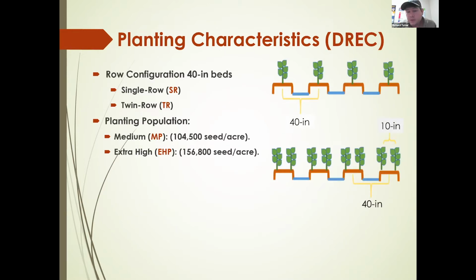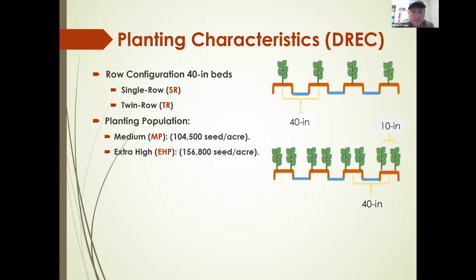So this is just going to be a visual representation of some of the row configuration that we had. At Stoneville, and you can see at the top there, this is for DREC, we are on the 40-inch bed system, and we have single row and twin row, and this is a representation of each. The top picture on the right is the single row, how that's laid out, and the bottom picture is how the twin row system is laid out.